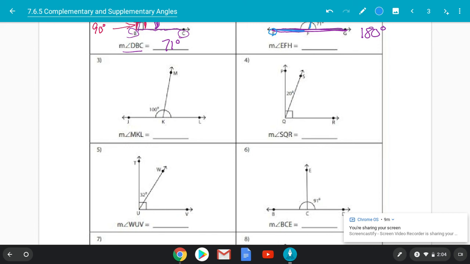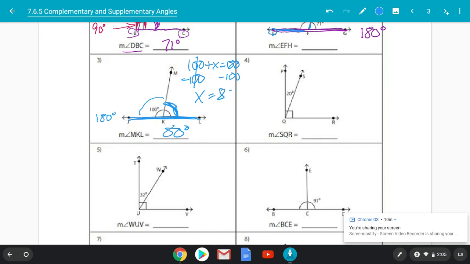Looking at number 3, looking at this visual, I'm seeing a straight line here. And so I know that these 2 are going to be supplementary and are going to add up to 180 degrees. My first angle measure is 100, and I'm looking for this other angle here. Hopefully a lot of you could probably eyeball this one, that 100 plus what gets you 180, and say that the other angle is going to be 80 degrees. We could have also found that by doing 100 plus x equals 180, and subtracting the 100 on both sides. And again, we're getting 80 degrees.